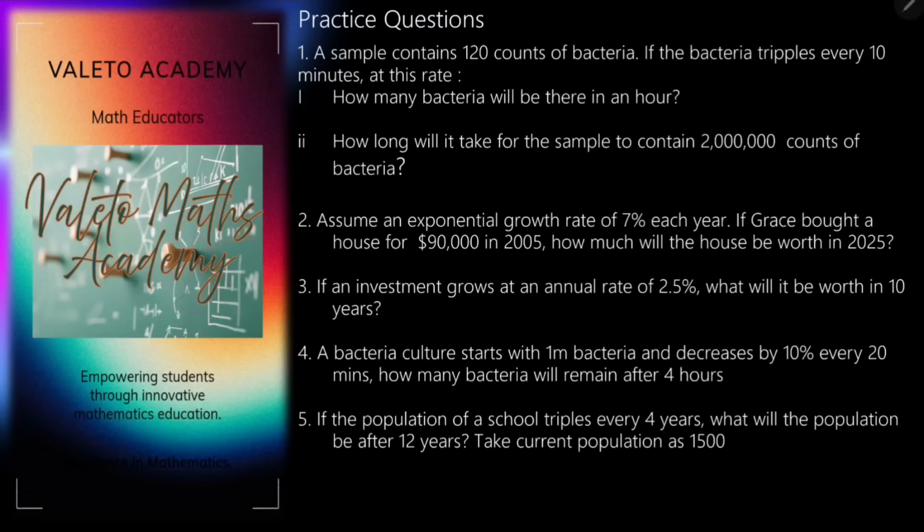Feel free to pause the video at any time, copy the questions, and make your attempt. A bacterial culture starts with 1 million bacteria and decreases by 10% every 20 minutes. How many bacteria will be remaining after 4 hours? Question number 5. If the population of a school triples every 4 years, what will the population be after 12 years? Take the current population as 1,500.